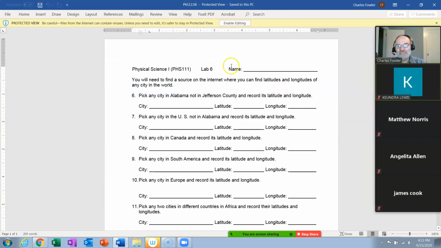Okay, pick up in number 6. You'll need to find a source on the internet or an atlas, that would do just as well, where you can find latitudes and longitudes of any city in the world. So start off with any city in Alabama. Now, if some of you don't live in Jefferson County, Alabama, I think most of you probably do, but if you don't, then pick a city not in the county where you live.